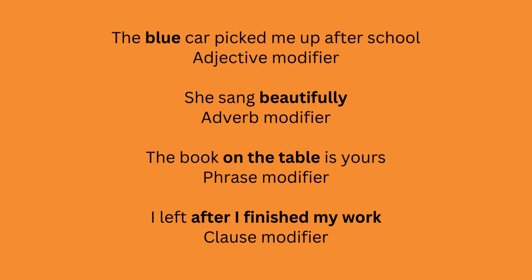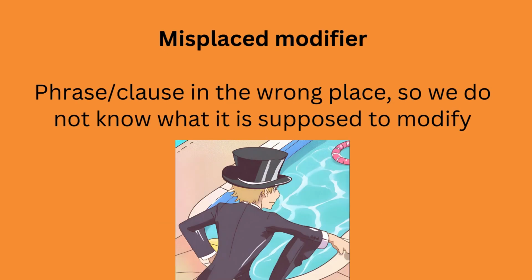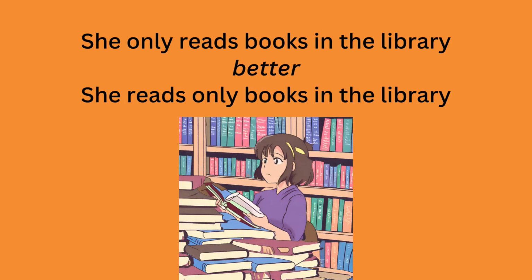So we use words, phrases, or clauses to give more information about the words that we use to paint a clearer picture. But sometimes we misplace the modifier, we put it in the wrong place. So we do not know what it is supposed to modify, so it becomes a little bit confusing, like this gentleman who showed up at the swimming pool in completely the wrong dress, completely out of place perhaps.